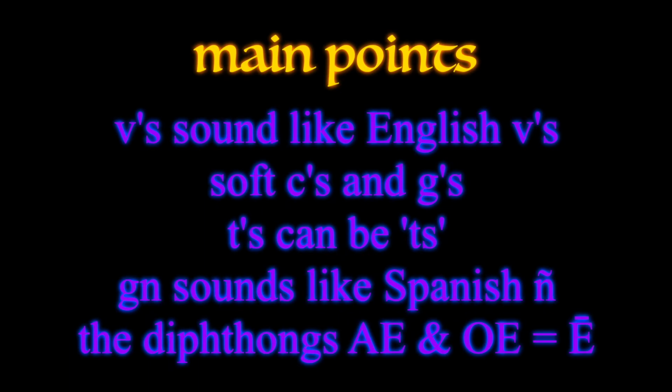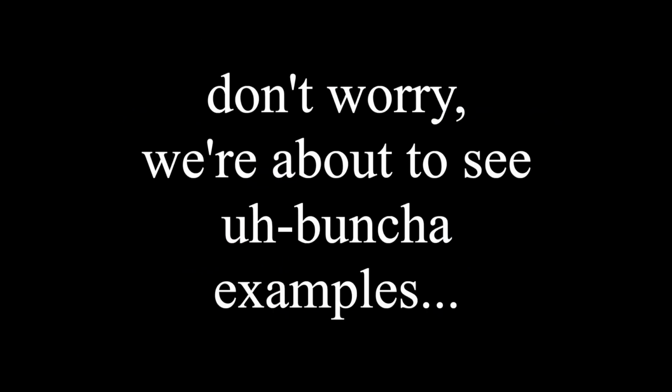The main things to know are: V's sound like English V's. There are soft C's and G's, ch and j. T's can sometimes be ts, as in the word pizza. GN sounds like the Spanish ñ, and the diphthongs AE and OE sound like A. Don't worry, we're about to see a bunch of examples.